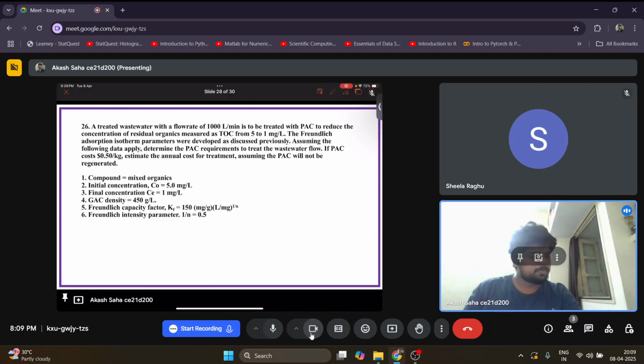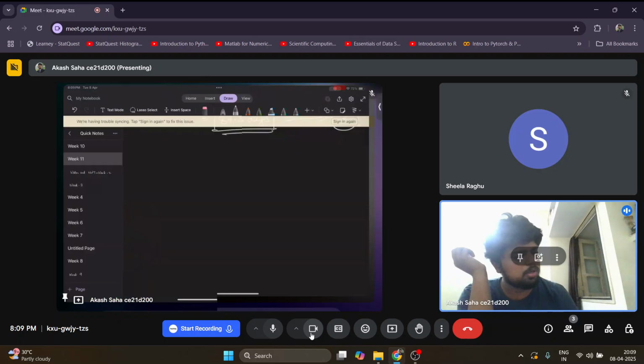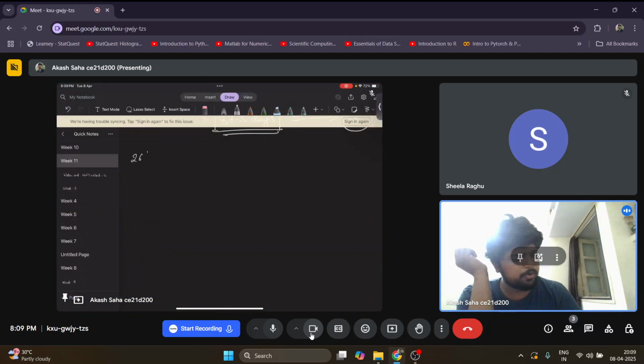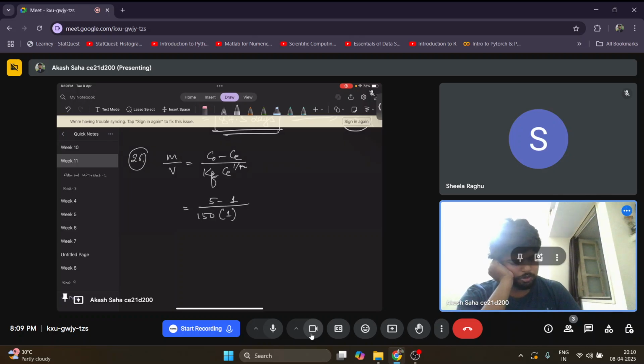Okay, let's see how to solve this problem. Similar approach we will do. For question number 26, we know that m by v is nothing but (C0 minus C) divided by Kf C to the power 1/n. So this will be 5 minus 1, Kf is 151 to the power 0.5. If we solve this, we will get m by v is equal to 0.0267 gram per liter. So we got the dose.